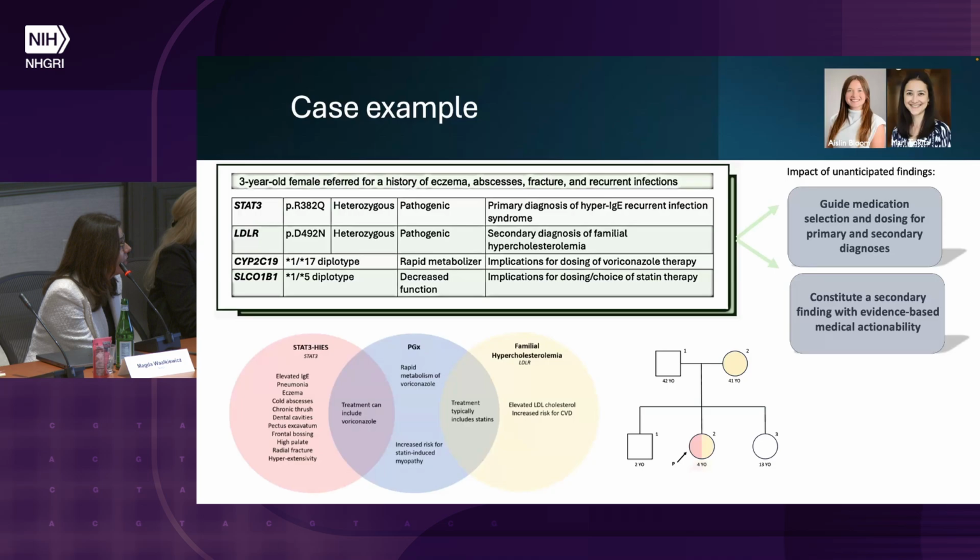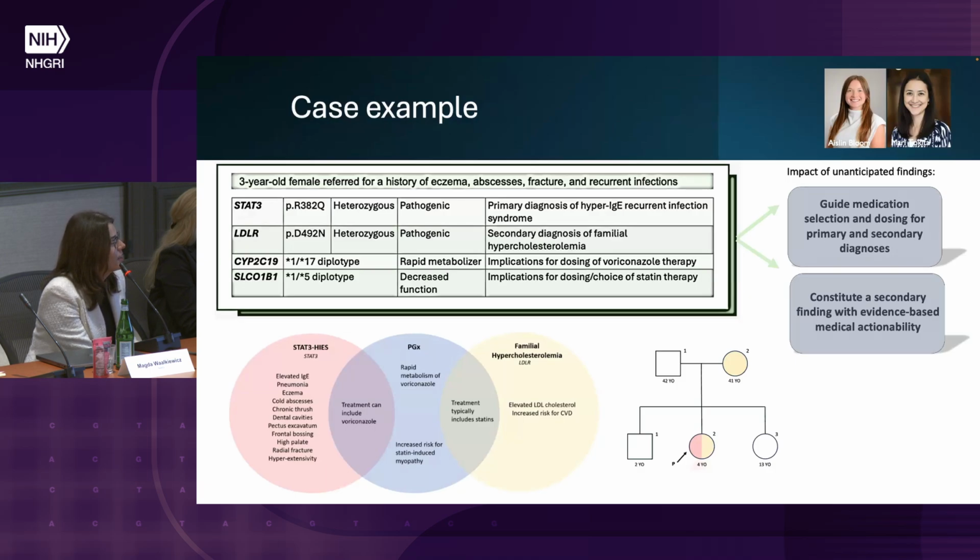and her parents. And in addition to the primary diagnosis that we've confirmed in her, we also identified a pathogenic variant in LDLR, which is one of the genes on the secondary finding list. And that particular variant in that individual was inherited from a mom who had a history of hypercholesterolemia.